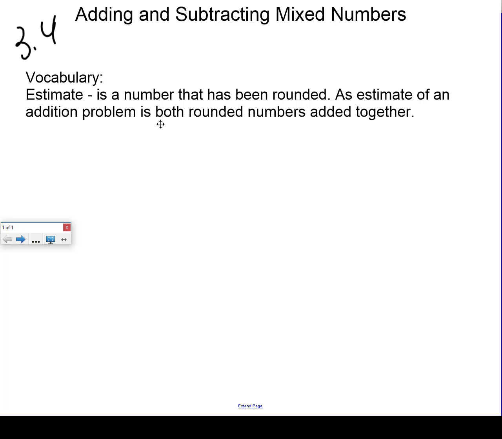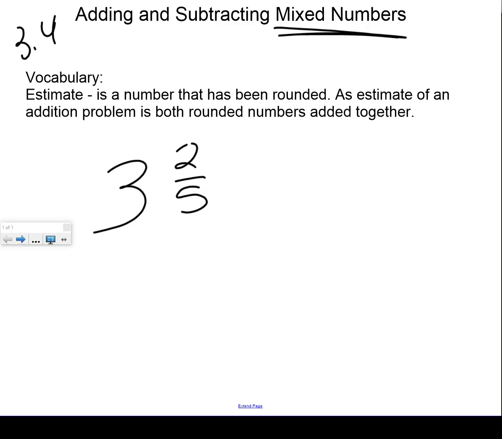An estimate is a number that has been rounded, and an estimate of an addition problem means both numbers that are being added together have already been rounded and then they are added together. So let's look at a number. If your number is 3 2/5, a mixed number because that's what we're talking about, we know that 3 is our whole number. We will either leave this as an estimate of 3 or we will change this to an estimate of 4. We will no longer have any fractions that go with it when we have an estimate, okay? The way that we decide this is we look at our fraction.